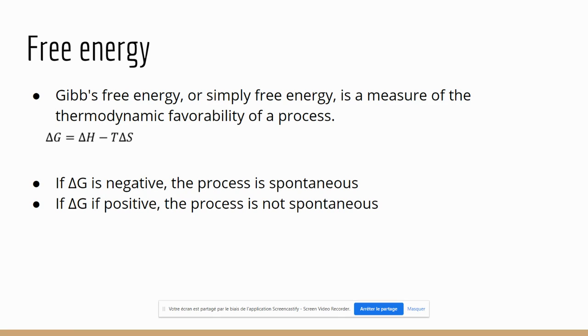Now, this equation right here is really, really important and is one that you're going to end up memorizing, just like PV is equal to nRT. So Gibbs free energy, or sometimes you're going to hear it called free energy, is the measure of thermodynamic favorability of a process. It doesn't really have any physical meaning, but knowing if something is going to be spontaneous or not is hugely important. If delta G is negative, the process is spontaneous, and if it is positive, the process is not spontaneous. So you're going to see in this relationship that delta H, T, and delta S all play a role in whether or not something is going to be spontaneous.